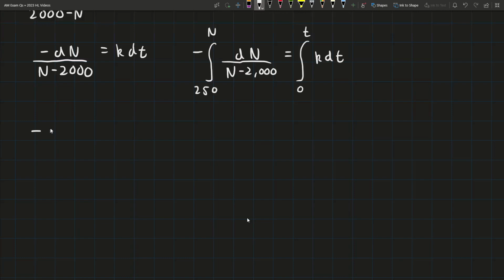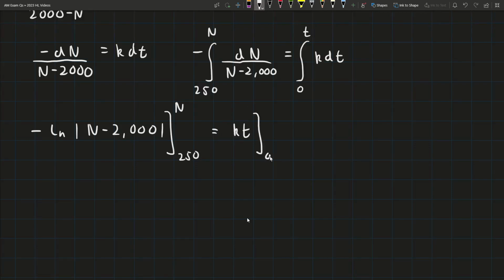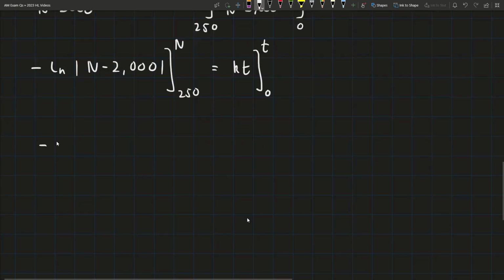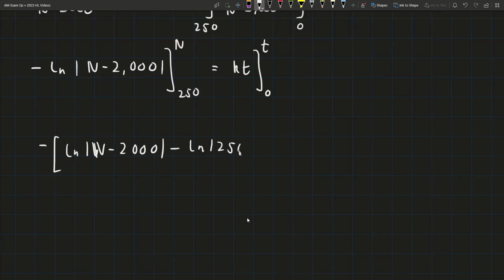So we're going to get minus ln of n minus 2000, and that's evaluated from 250 up to n, equals the integral of k dt. K is just a constant, so it's just going to be kt from 0 to t. So then we'll get minus, and then we're going to have ln of n minus 2000, and then we're going to have minus, and then replace the n with 250, ln of 250 minus 2000. That's going to be equal to kt minus 0, which is just 0.